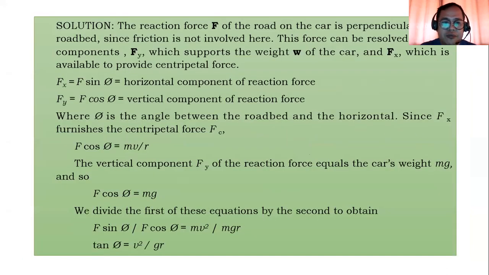Now, what if the reaction force of the road on the car is perpendicular to the road bed? Since friction is not involved here, if it is a banked road already, this force can be resolved into two components: Fy, which supports the weight of the car, and Fx, which provides the centripetal force. I am just recalling the lesson from earlier.